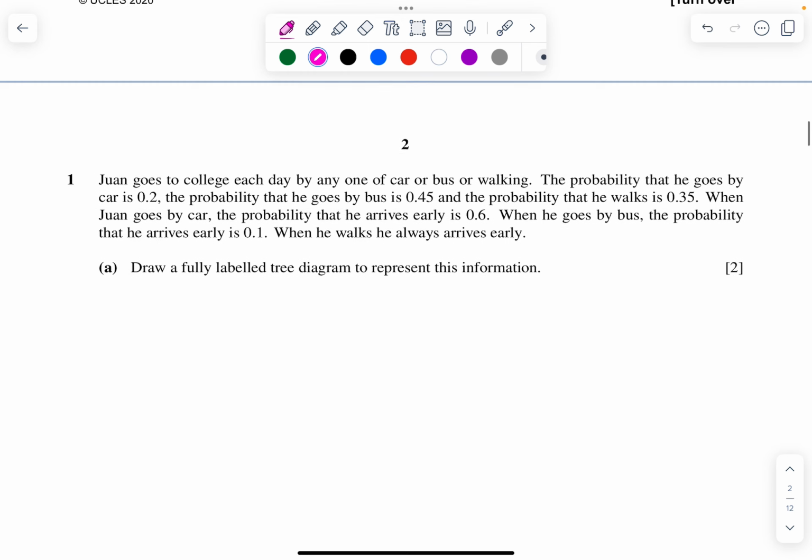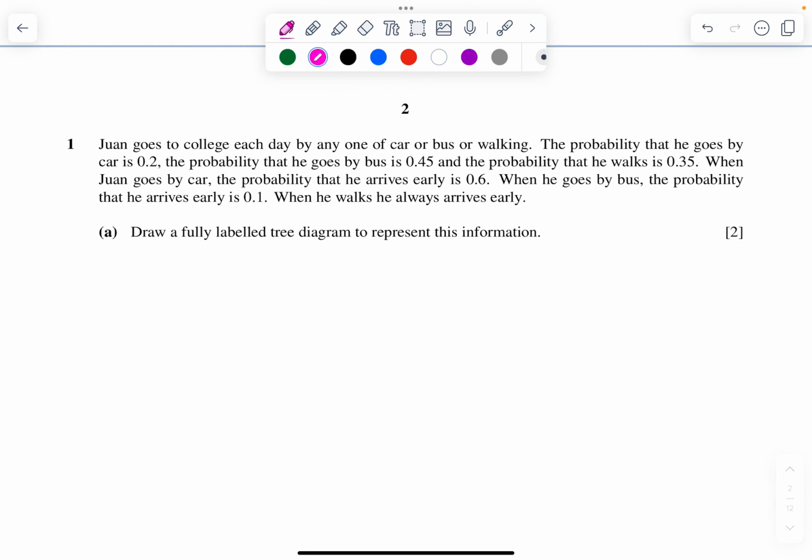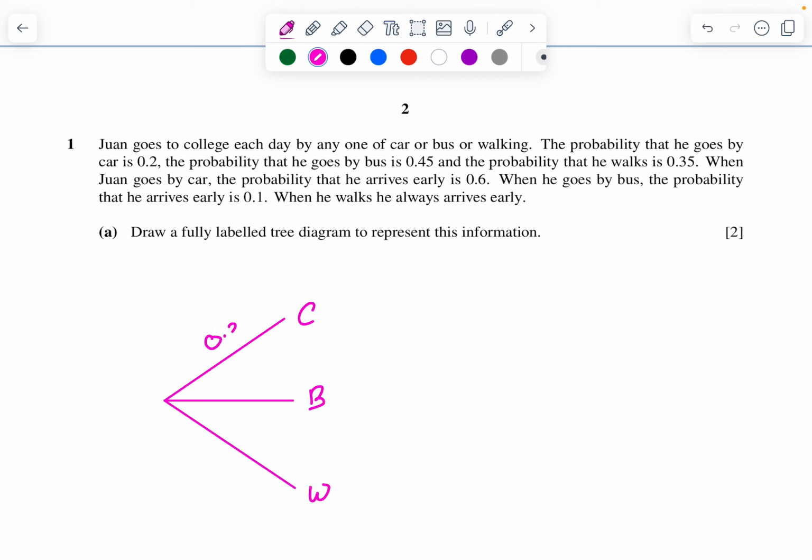Joan goes to college each day by car, bus or walking. The probability of going by car is 0.2, by bus is 0.45, and by walking is 0.35.